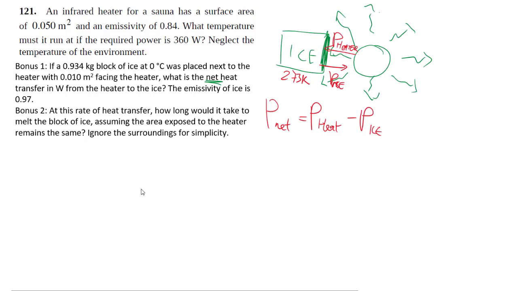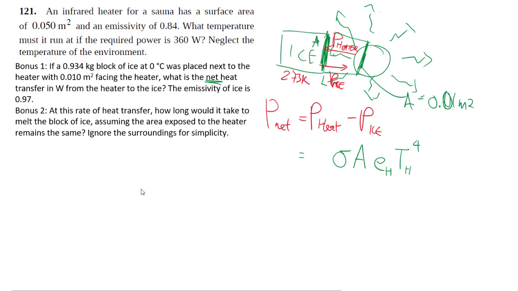Moreover, all this power that is emitted by the heater, only a certain area of which is exposed to the ice. So for both of these, we're going to use the surface area of the ice that's exposed to the heater. So the radiation coming out of the heater is not the full 360 watts because only part of that area is exposed to the ice. So we have to calculate again, but we do know the temperature of the heater.